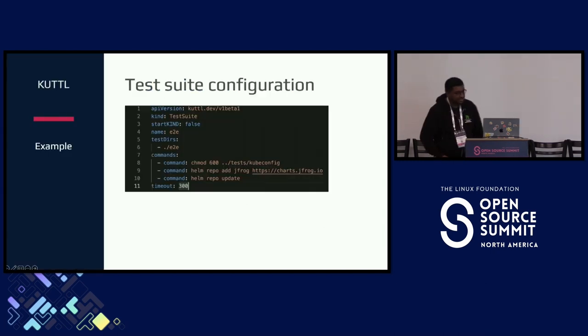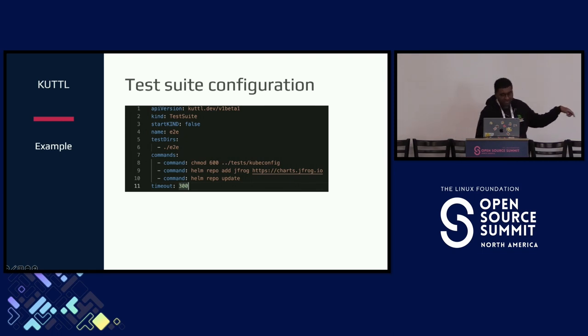Kuttl has three main configurations: a test suite, a test step, and an assertion step. The test suite is where you define a Kuttl configuration file with all the commands that you need to run, or a specific suite that you want to add. For example, you can see here Kuttl is more like a CRD, a custom resource definition. The API version defined over there is kuttl.dev/v1beta1, and the kind is TestSuite.